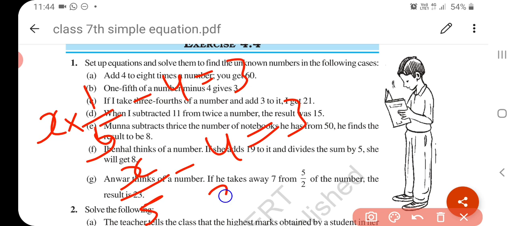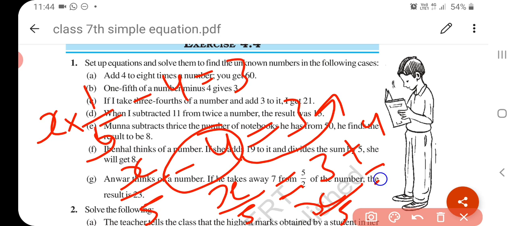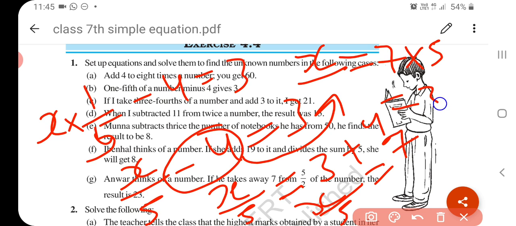Okay, so here x by 5 and minus 4 here, it is minus 4. So when we transpose it, then it becomes plus. Okay, so x upon 5 is equal to 7. Okay, and here 5 is in division, so x is 7 into 5, that is 35. So what is the value of x? Value of x is 35.